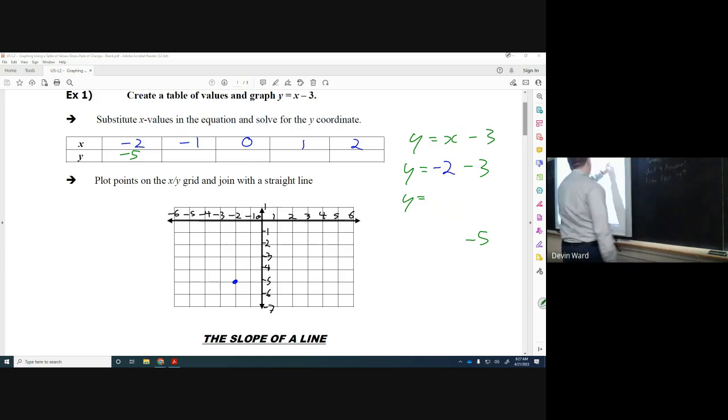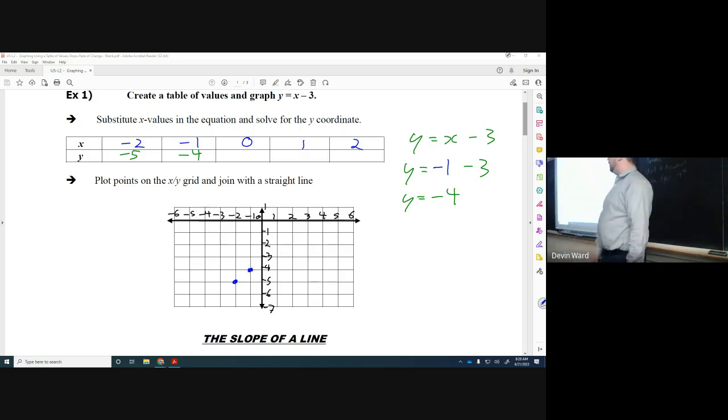Okay, so for my next point, I don't need -2 anymore. Who said that? Louder. So it's a -1, right? Yeah. So I don't need that anymore. What's -1? My next x value is -1. So now my x is -1. -1 minus 3 is -4. Good. So I'll put -4 into my table of values. And now I'm at -1 down to -4.